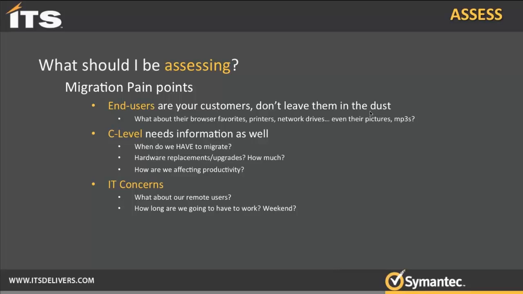You're going to have things that need to be migrated, not just the applications themselves. What about your browser favorites, your printers, your network drives? What about their pictures and MP3s? You may not actually be migrating these personal items such as pictures and MP3s, but at least there needs to be a plan in there to communicate with your end users on how that will actually be migrated. Also, your C-level, your CIO, CFO, they need information. When do we absolutely have to migrate?